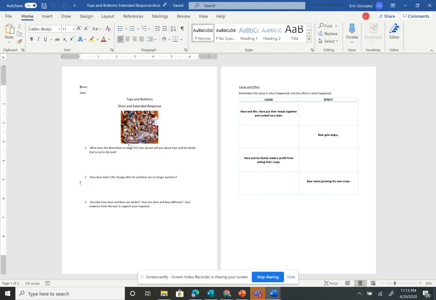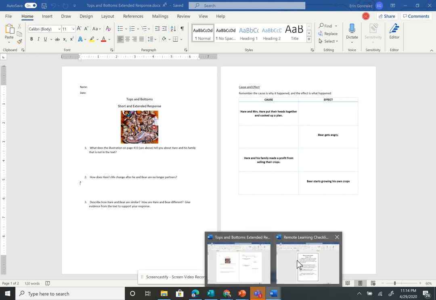I know it becomes a little tedious, but this is the only way that we can do it right now. For question 1, you're going to use this illustration here to answer the question. For questions 2 and 3, I would like you to go back into the text to locate the answers. The last page is going to be a cause and effect. Remember that cause is why something happened and the effect is what happened.